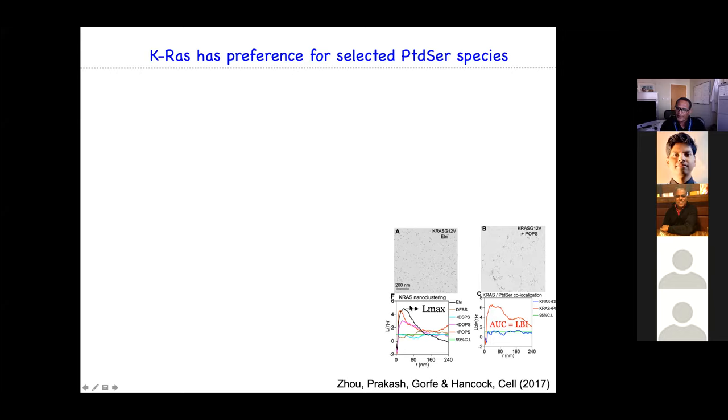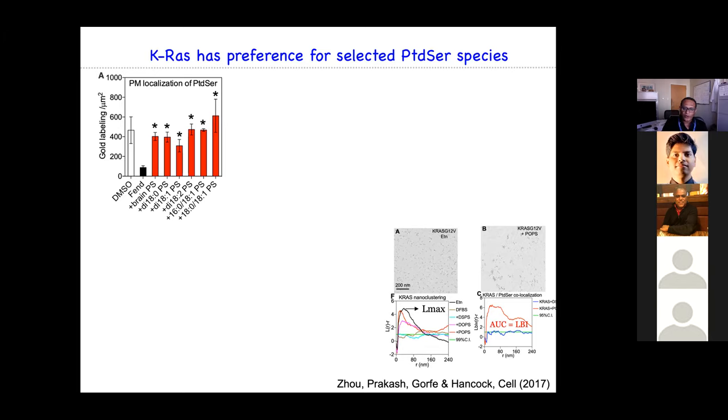These are univariate analyses using Ripley's K function. But if we wanted to see co-localization of two molecules, KRAS G12V and POPS, for example, KRAS would be labeled with GFP and PS would be labeled with LactC2, which is specific for PS. Both would have different colors, and they can again be imaged using EM, as you can see here. And this kind of bivariate distribution of Ripley's K function can be derived, and they take the area under the curve to summarize the data. So that's what I will be showing from here on.